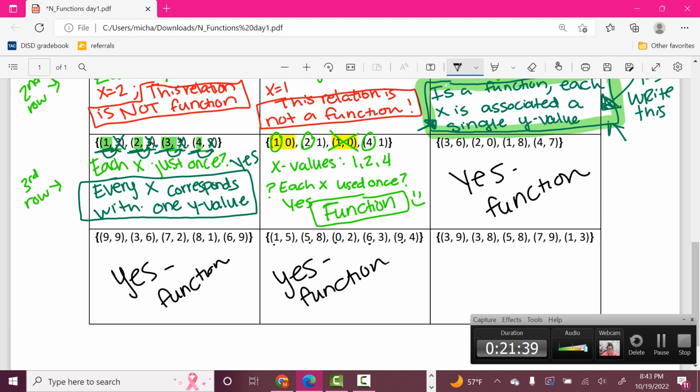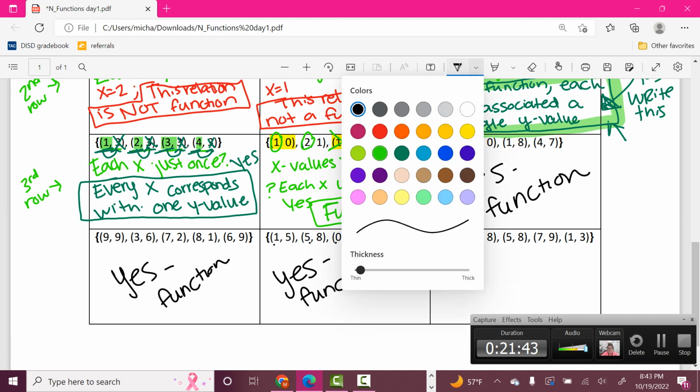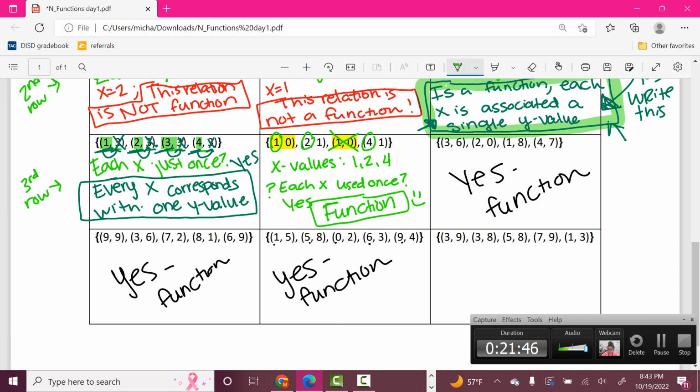Now let's look at the very last one, the very last box. So we first need to identify what are the different ordered pairs. So we've got (3, 9), (3, 8), (5, 8), (7, 9), (1, 3). None of those are identical ordered pairs, so I don't have to cross anything out of my list. So what I'm going to do now is ask, does each x value happen or occur just once?